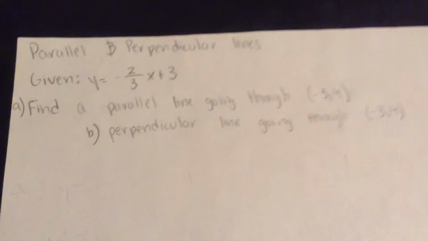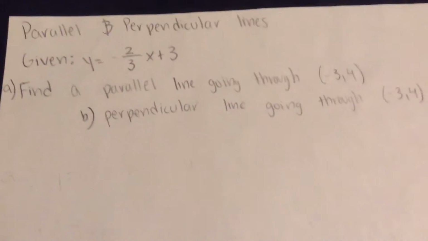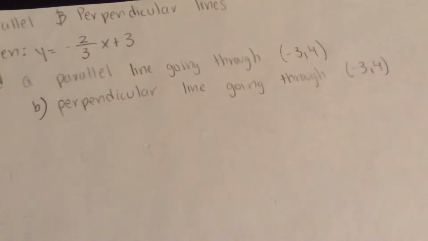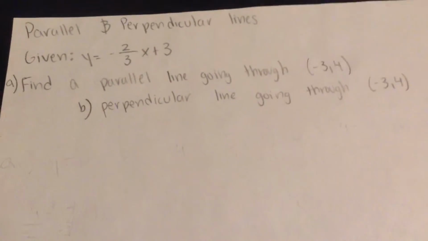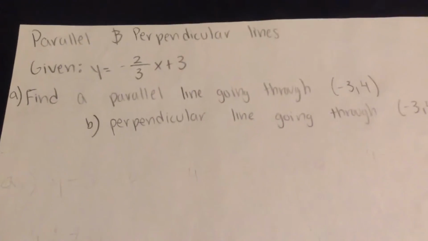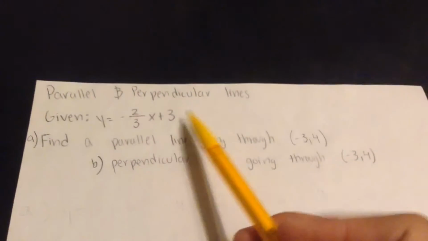In this problem, what they ask us to find is a parallel and perpendicular line going through the point (-3, 4). In other words, they tell us to find a parallel and perpendicular equation for the given line, which is y equals negative 2/3 x plus 3. But first, let's find part A.